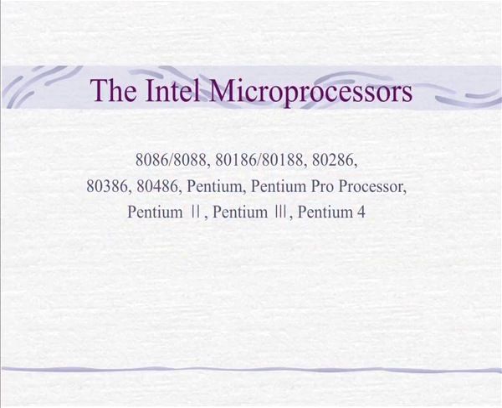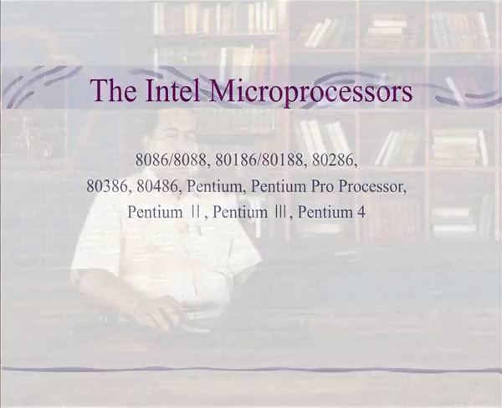Hello friends, today in this part of the program we will see the comparative study of the various microprocessors like 8086, 8088, 80186, 80286, then 386, 486 and some more. Now let us see what a microprocessor actually is.